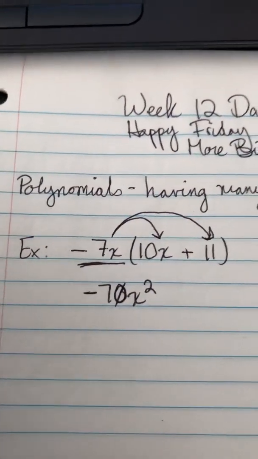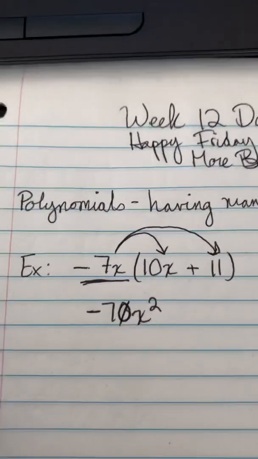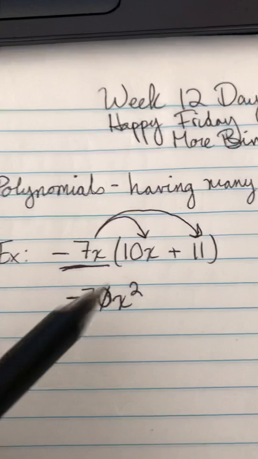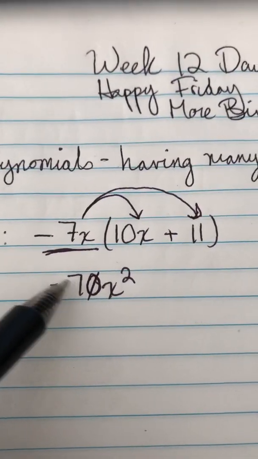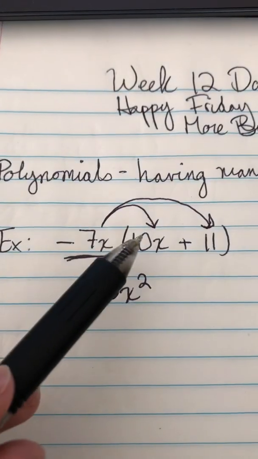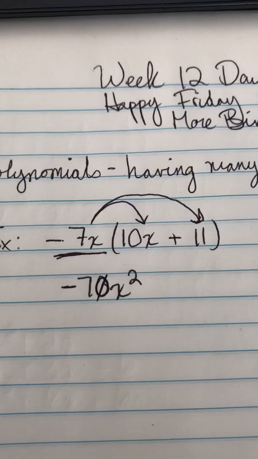Don't even worry about division because that's subtraction, but you can deal with that when you get to high school math. But right now, let's just have some fun. Let's try and persevere. So anyway, negative 7x times 10x gives us negative 70x squared.